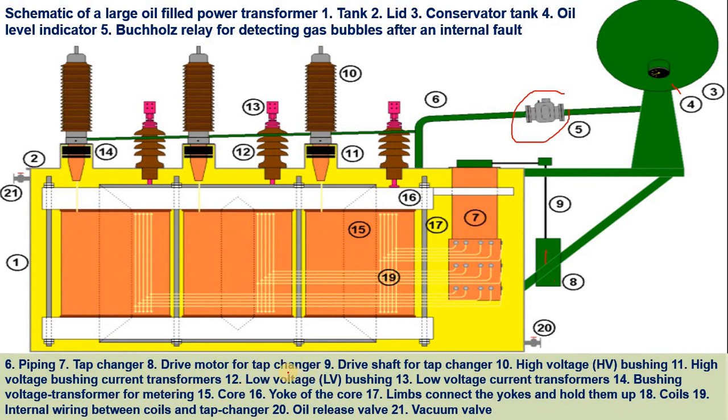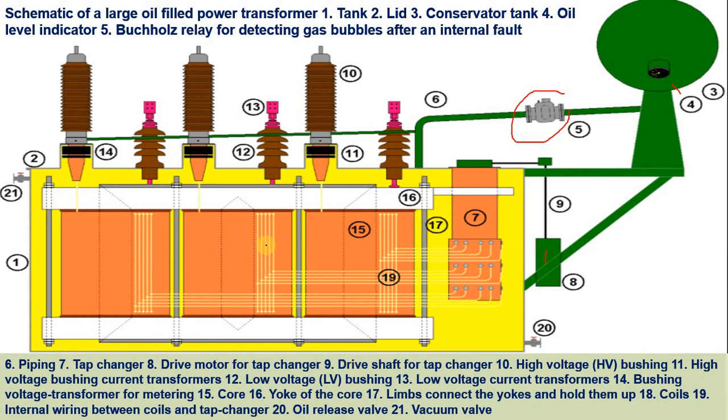Then we have the high voltage bushing current transformer. This is number 11, the high voltage bushing current transformer. This means the current transformer is located near this bushing. Okay.